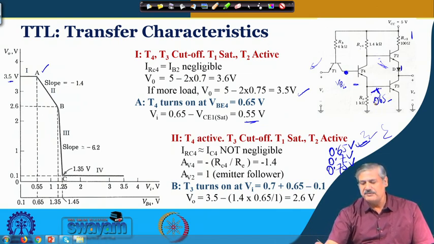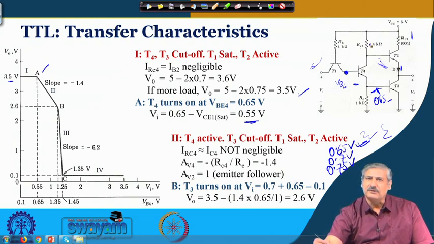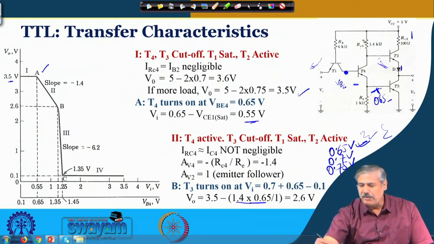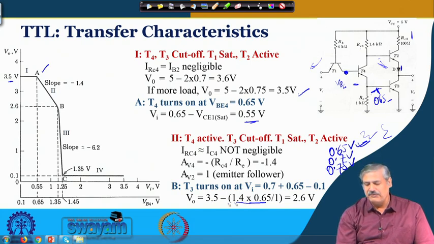When this is 0.65 volt, how much current is flowing over here? So, 0.65 volt divided by 1 kilo ohm, right. That is the current, and that multiplied by 1.4 is the voltage drop across this at the time when it just starts operating. And at that time the output voltage will be 5 volt minus 0.75 minus this particular drop. So, 3.5 minus this drop, that is 2.6 volt.